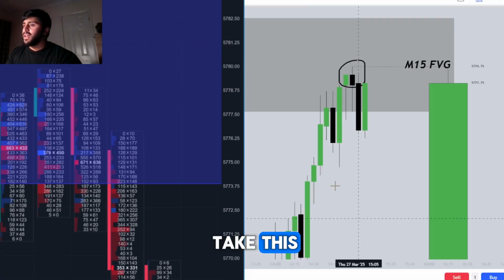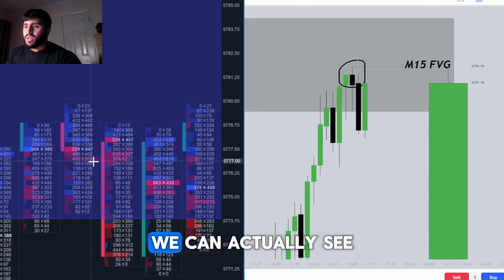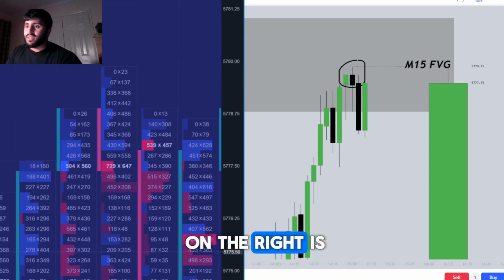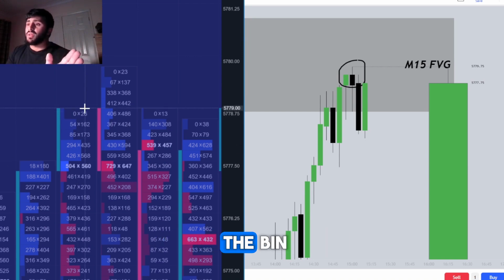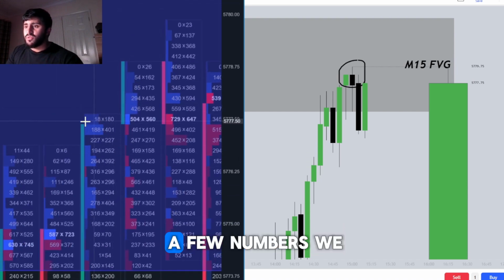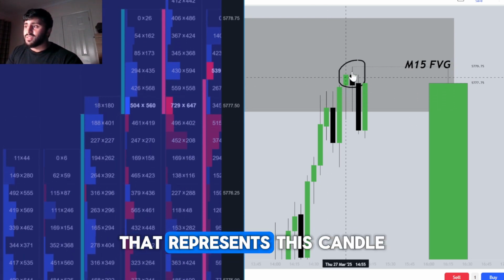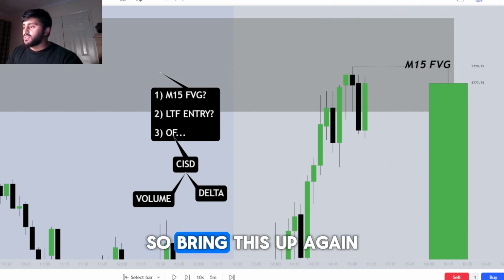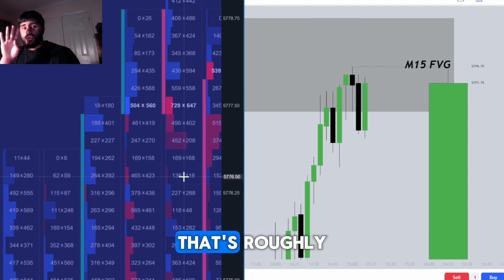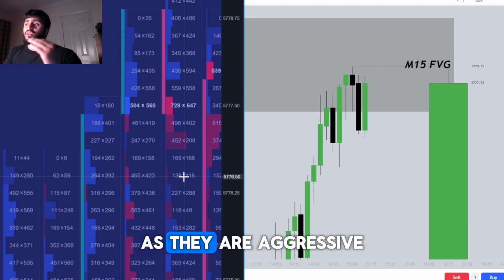So if we just take this in line with the candlestick chart, what we can see here when we look at the order flow in a lot of detail, we can actually see the following, right? We're reading the numbers. The number on the right is going to be the ask. The left number is the bid. So what you're looking for is we're seeing a lot of blue over here. So if we read a few numbers, we see, for example, 188 for 401. That represents this candle over here, right? So if we bring this up again, this is 188 for 401. So that's roughly 2.5 to 3 times as many aggressive buyers as there are aggressive sellers, right?